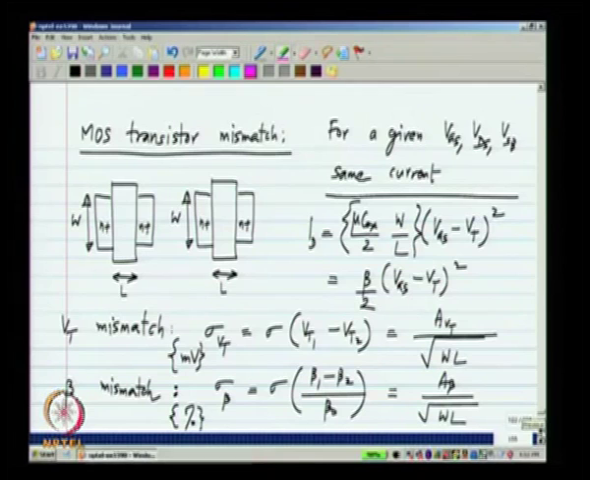So, how do we calculate the effect of these mismatches? We will see that in the next lecture.